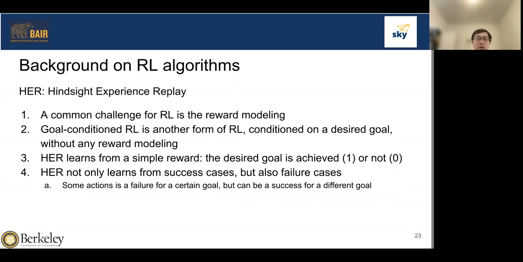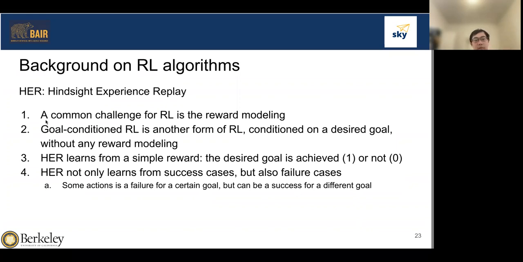So goal-conditioned RL, or multi-goal RL, is another form of RL. Basically, we condition a policy on a desired goal without any reward modeling. Our whole purpose in this task changes to how we can get to this desired goal. We can describe the desired goal by text, which people are often trying right now, or by images or state representations, which people were doing before. By providing this desired goal, the RL policy learns to reach it as soon as possible. After it reaches the desired goal, the task is basically considered done.